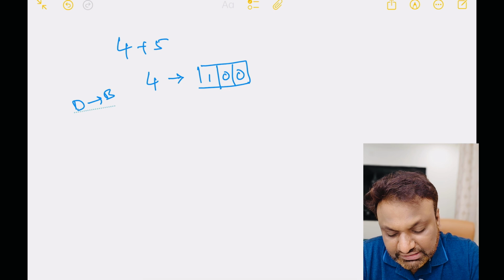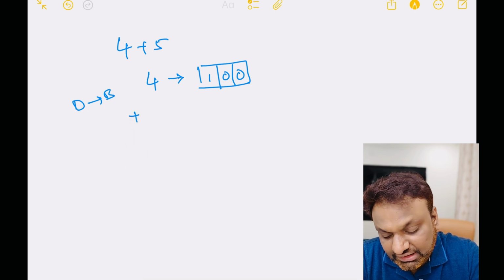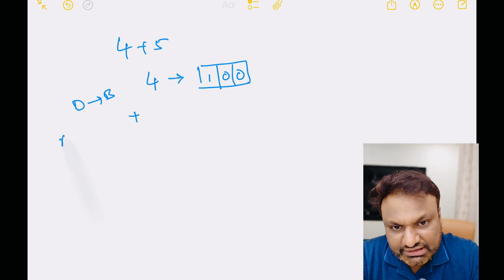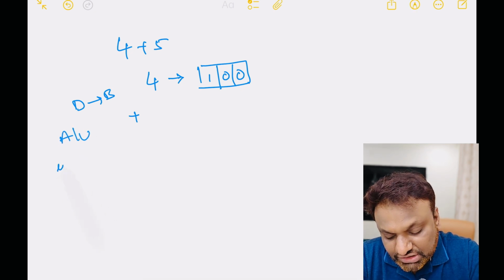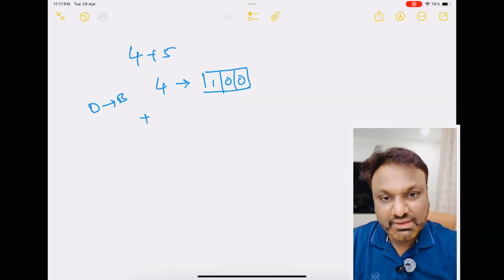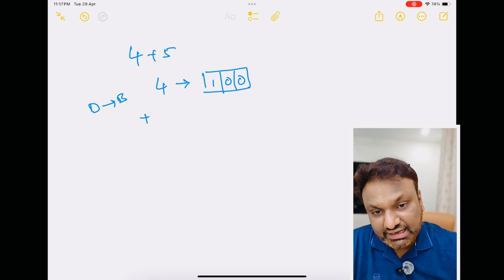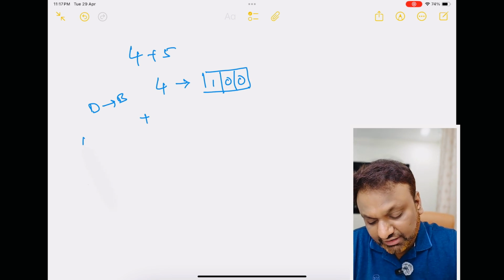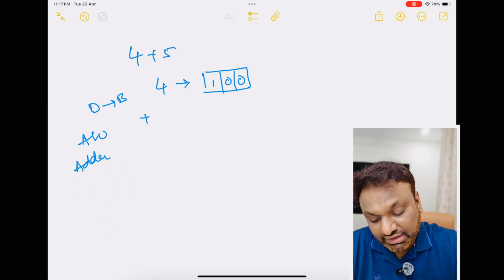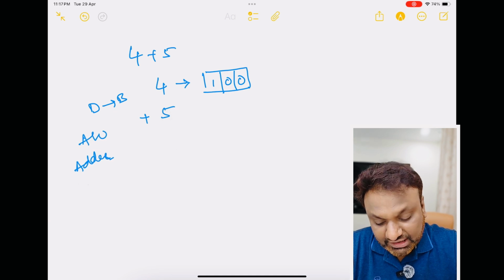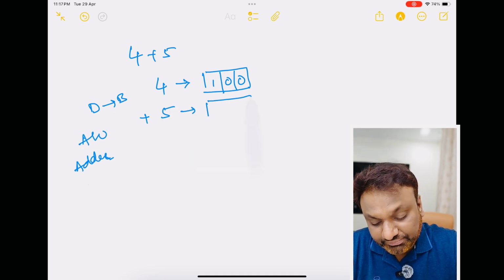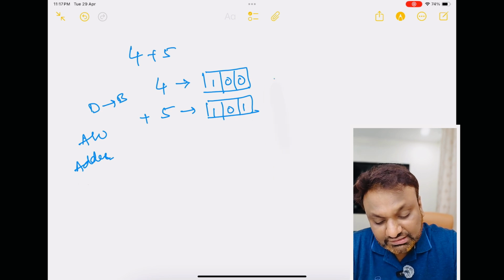Next, whenever you press plus, my ALU, the arithmetic and logic unit, and the adder hardware will be activated. Then whenever you press 5, this number 5 is converted from decimal to binary, 101. Again, an addition will be done.